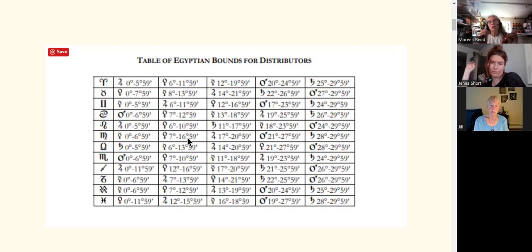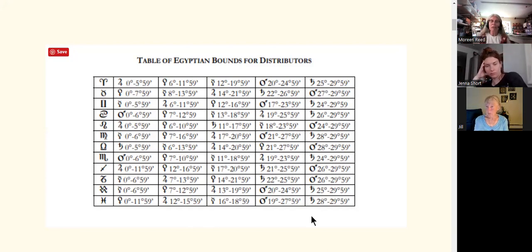And so the accumulation, like if you add up all of the Jupiters through all 12 signs, you will come up with the number of years that is considered for Jupiter to be the great years of Jupiter. And the same with Venus, the same with Mercury, the same with Mars. And so they take their percentage.